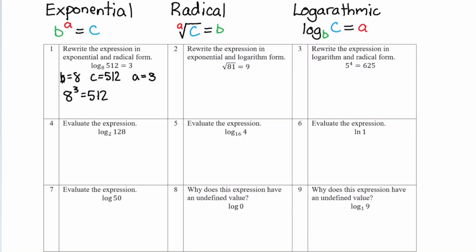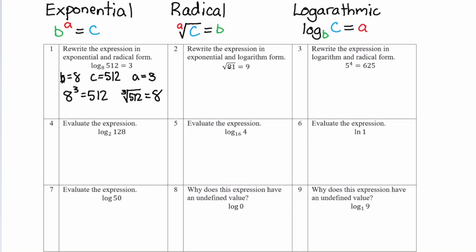And of course, radical form just takes that exponent and the result and puts them on the left-hand side, and then the base is on the right-hand side. And those are the two other forms. So that's exponential and radical form using that same information that the logarithm gives us. So let's do 2 and 3, hopefully more quickly.